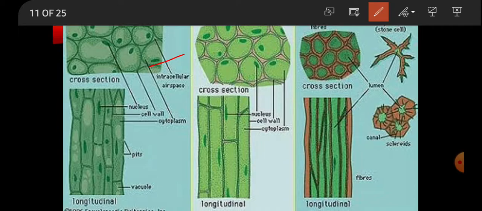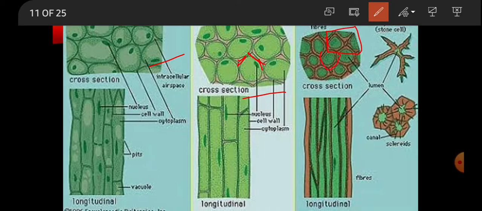Second one is collenchyma. In collenchyma, what happens? There are little thickenings present. These triangular thickenings we can observe in the collenchyma. And the next is sclerenchyma. In this, the wall is entirely thick.